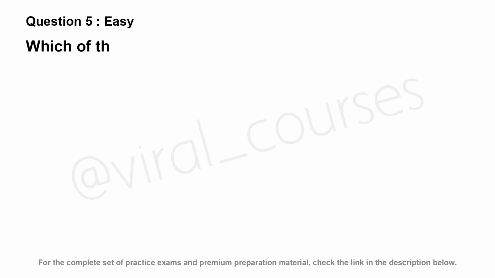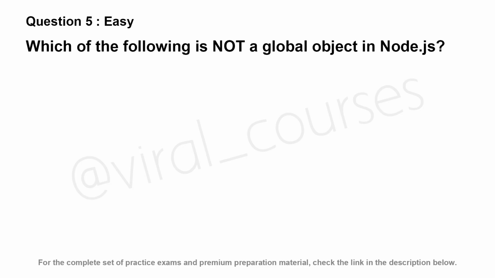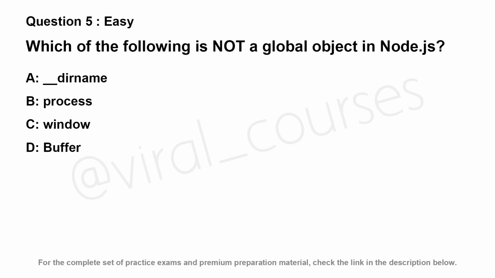Which of the following is not a global object in Node.js? Option A, __dirname. Option B, process. Option C, window. Option D, buffer.